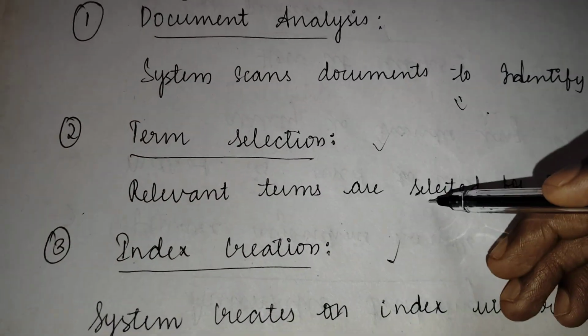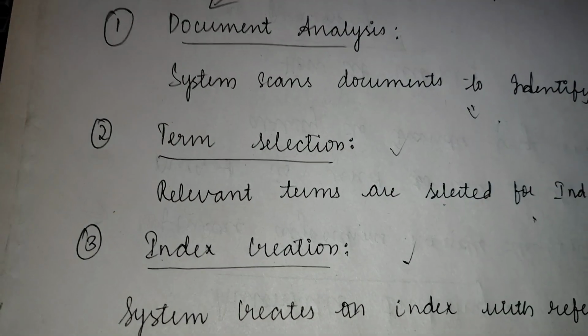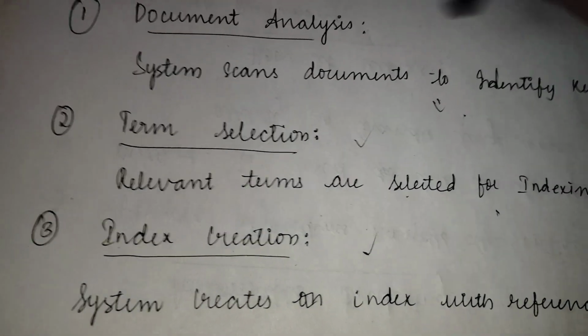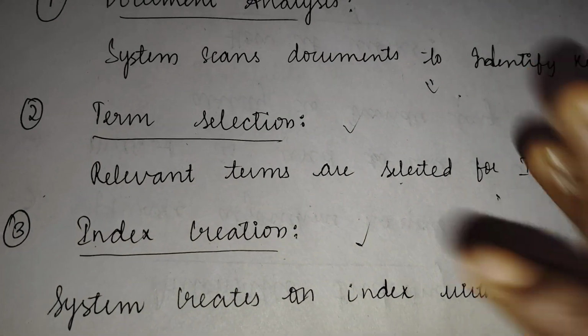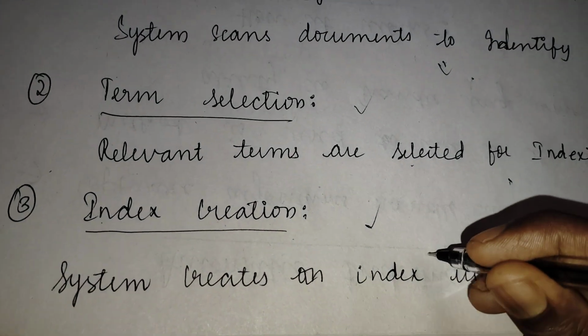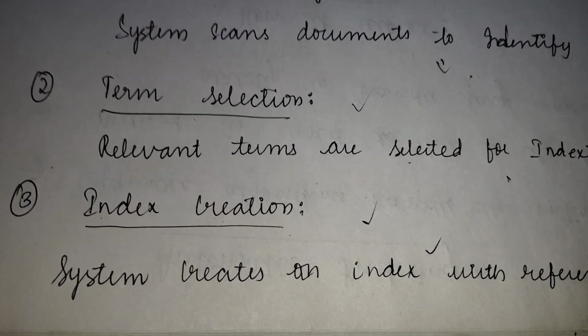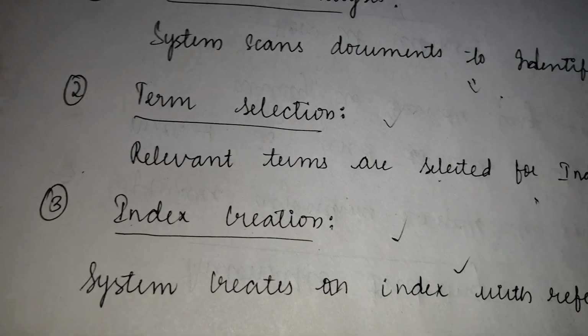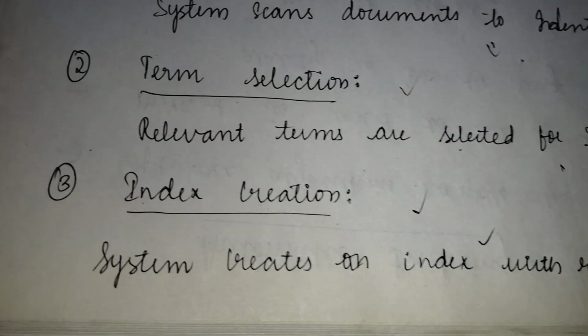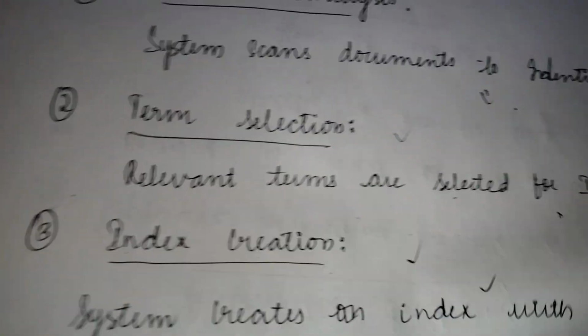When it comes to term selection, relevant items are selected for indexing, like putting it in an order. That is term selection. And index creation is nothing but the system creating an index wherein it refers to the documents. Okay, now going to automatic indexing.